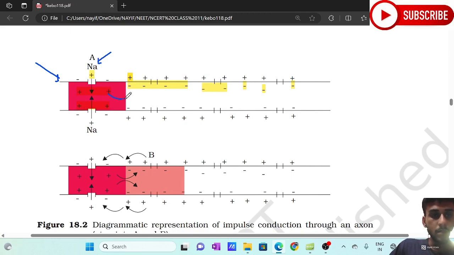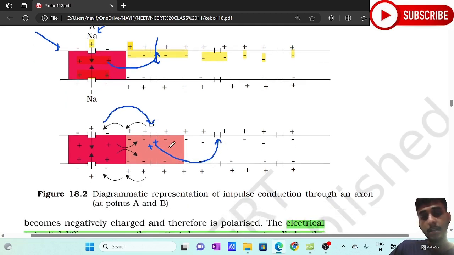Now the positive charge will make this voltage gated sodium channel open. So sodium gets inside. Here the sodium gets accumulated and the signal is being transmitted to here. So what happens? Here positive charge increases. This positive charge will make the adjacent sodium channel open. So the positive ions increase, and this is how an impulse is being transmitted from one area to another area. It can't go back.